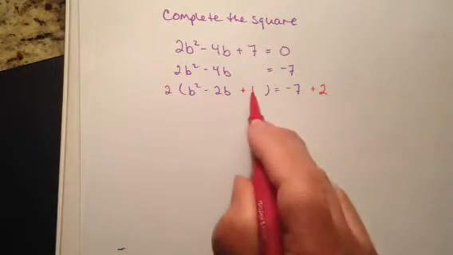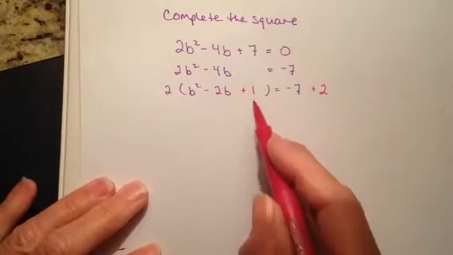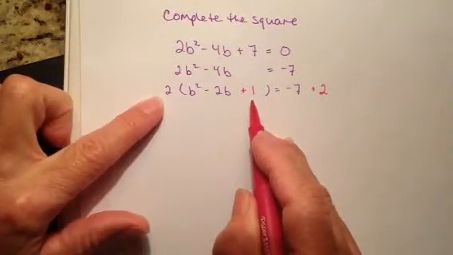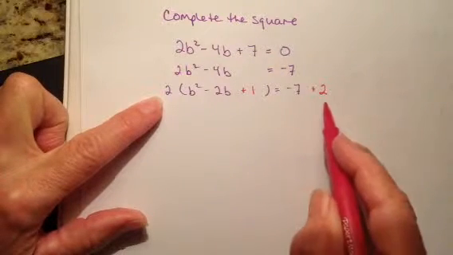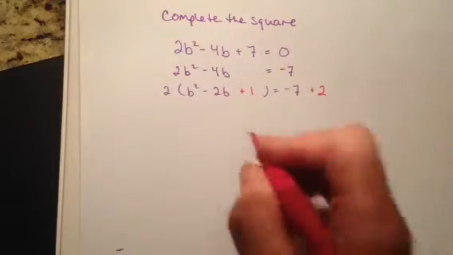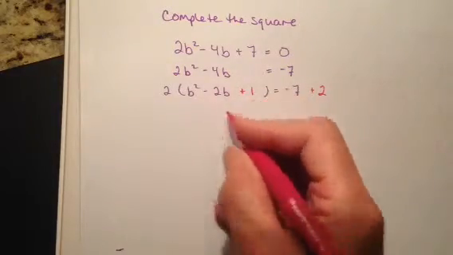Because on this side I would have to distribute that out. So I imbalance this equation by actually a value of 2, not just 1. 2 times 1 is 2. So I have to put a 2 over here to keep the two equations balanced. The next thing I'm going to do is this thing is a perfect square.